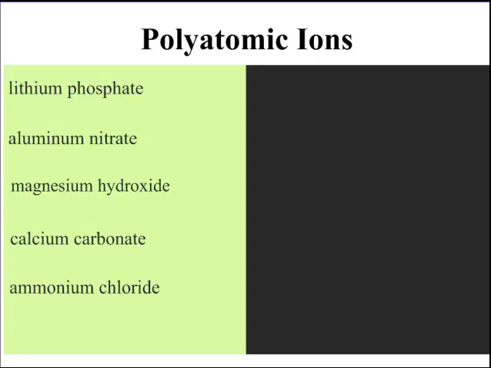Try writing the following formulas. If it's a representative element, you have to look up its charge. If it's a polyatomic ion, you will have to have its charge, as well as its formula, memorized, and you'll crisscross like we've been doing. After crisscrossing, lithium phosphate is Li3PO4.